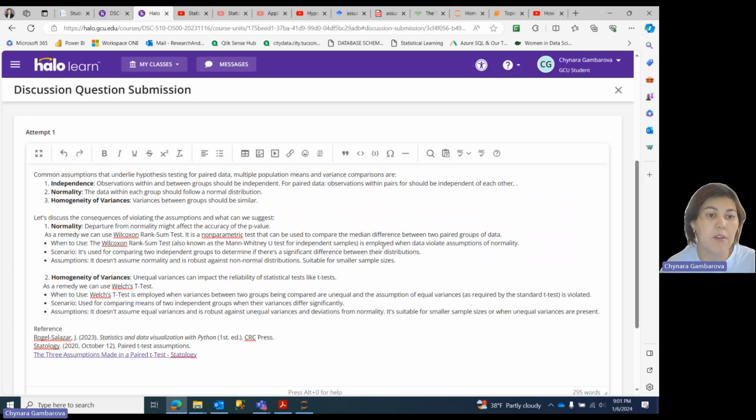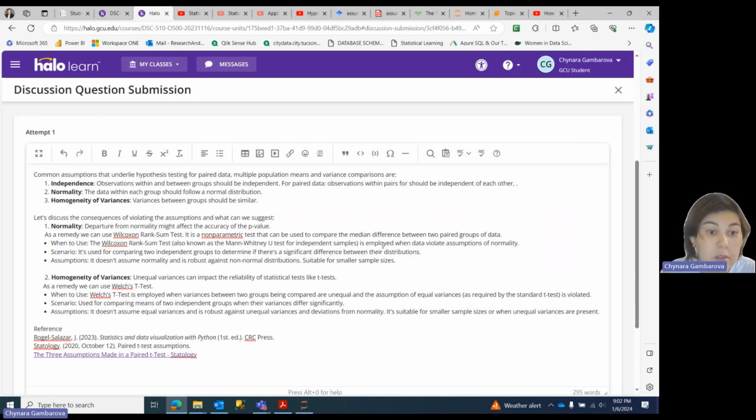First is independence. Observations within and between groups should be independent, but for paired data, within the group they must be independent, and of course samples must be random. And then normality: the data within each group should follow a normal distribution. And homogeneity of variances: variances between groups should be similar.